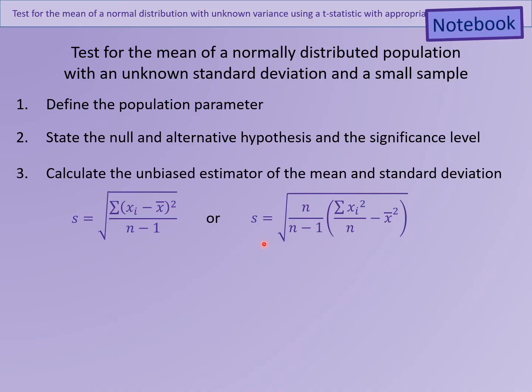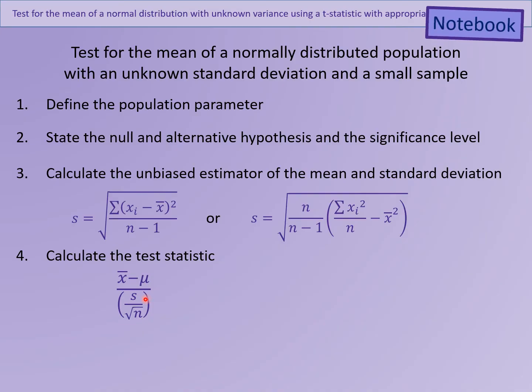So once you've calculated your standard deviation and your mean, then what you can do is you can calculate the test statistic the same as before. But look at the difference. Last time that was sigma. This time it's S, because it's our sample standard deviation we're substituting in there. So it's going to be slightly different.